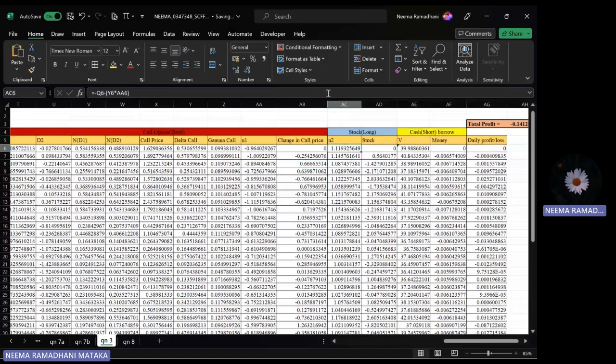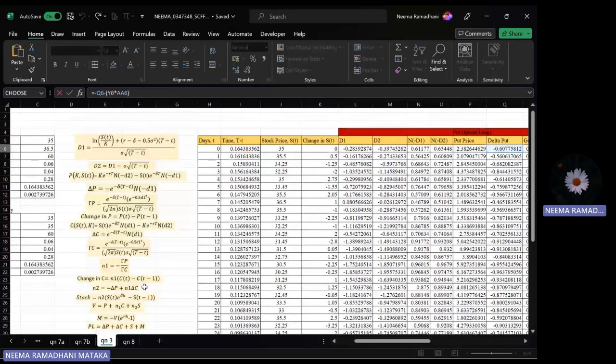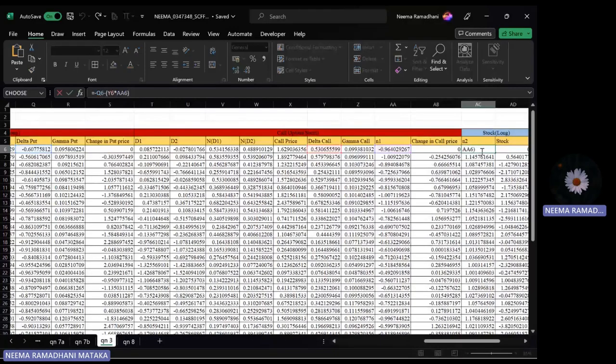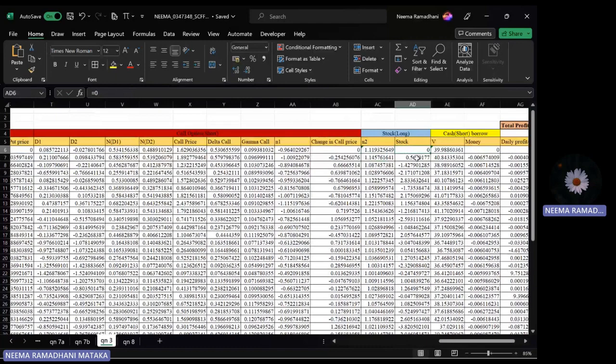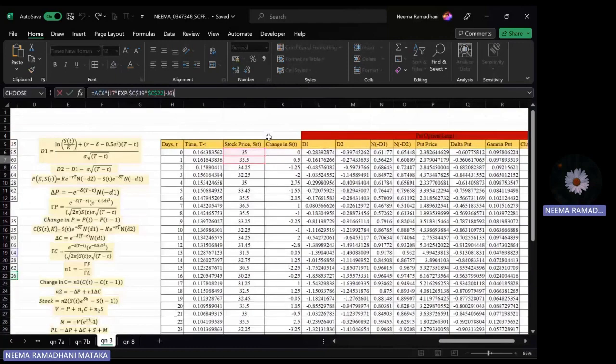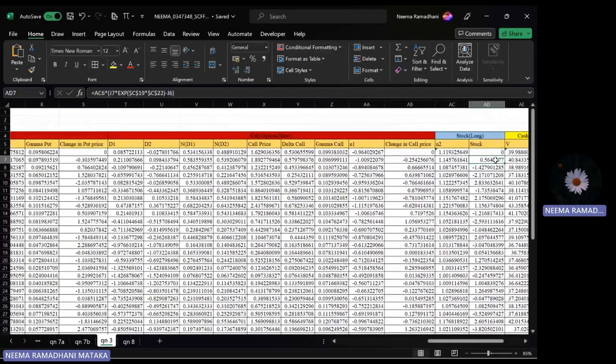Our N2 values can be calculated using this formula here, which is negative delta P plus N1 times delta C, delta call. You're going to do that and drag down for all the values of N2. And for the stock price, this is the formula to get the stock price. We're going to use the N2, so it's N2 times S_t times e to the power delta h minus S_(t-1). So this is how you get the stock price here.